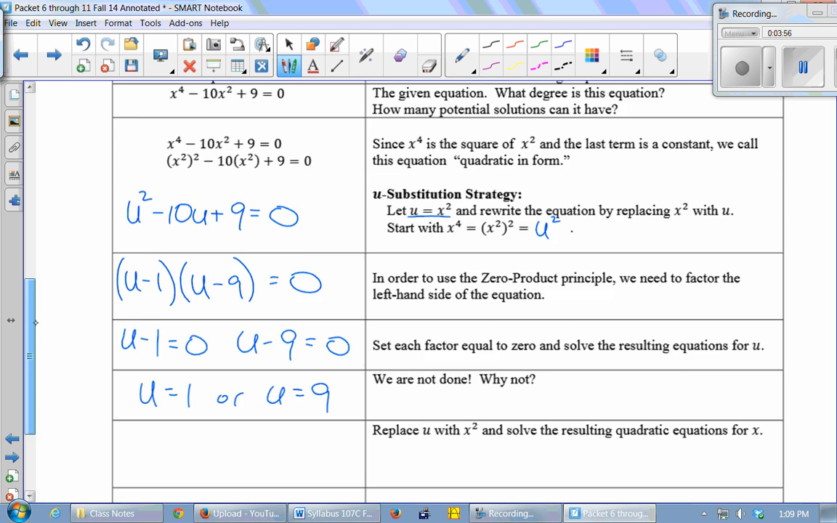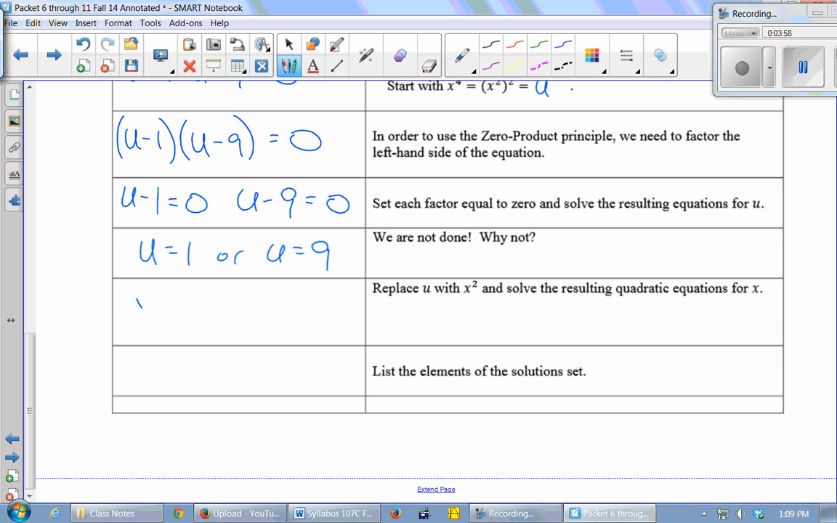Let u equal x squared. So instead of u equals 1, I write x squared equals 1. And instead of u equals 9, I write x squared equals 9. And then I solve each of these. So if x squared equals 1, what does x equal? Plus or minus 1. And if x squared is 9, x equals plus or minus 3. What do you think?